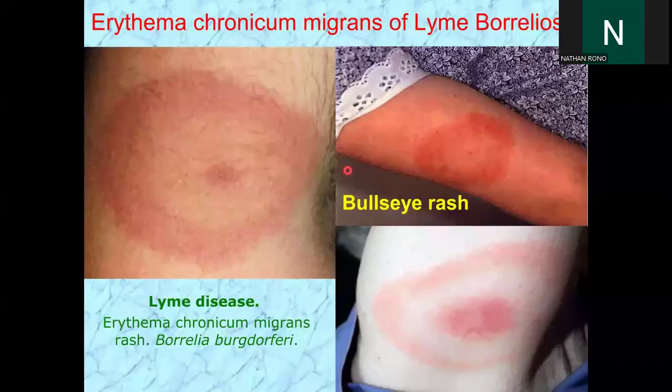Okay, bullseye rash. Can you see? It looks like a target sign. So it's round, and then there's some redness or erythematous spot in the middle. It's called erythema chronicum migrans rash. So people just call it target rash or bullseye rash, or erythema migrans rash. This is for Lyme disease.